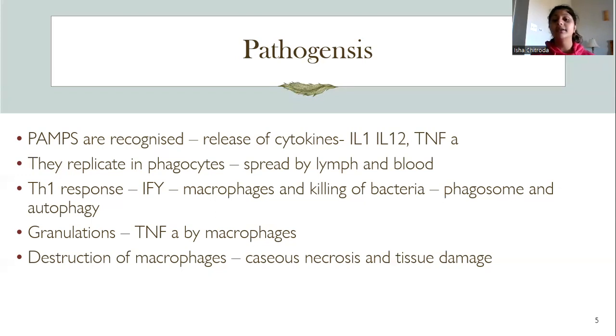And macrophages produce tumor necrosis factor, which helps in granuloma formation, and granuloma formation is really important to help decrease the spread of disease. Granulomas occur with epithelioid cells and multinucleated giant cells, and it basically helps to not spread this infection. But what can happen is there can be destruction or killing of these macrophages by these bacteria, and it can lead to caseous necrosis of the lung, which can create cavitation and also further tissue damage.